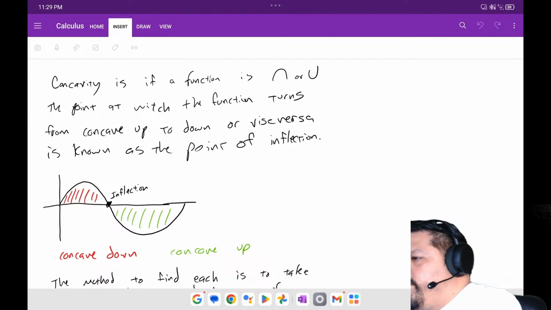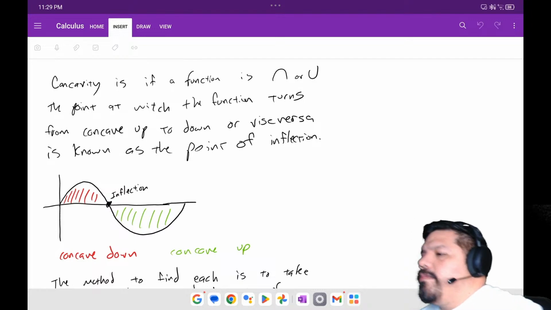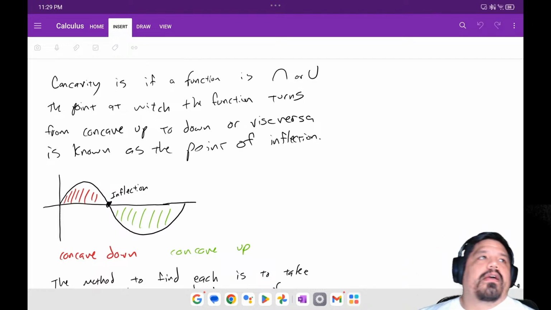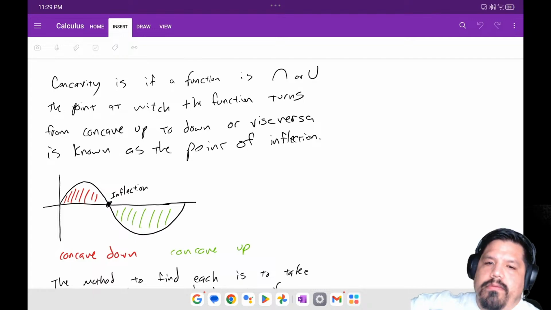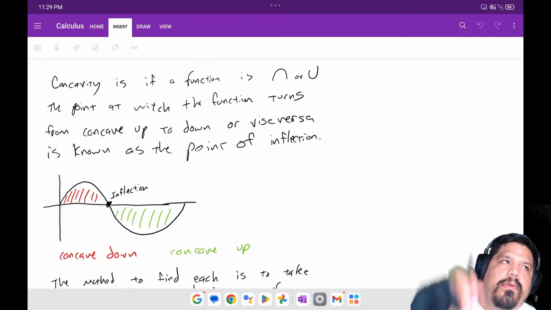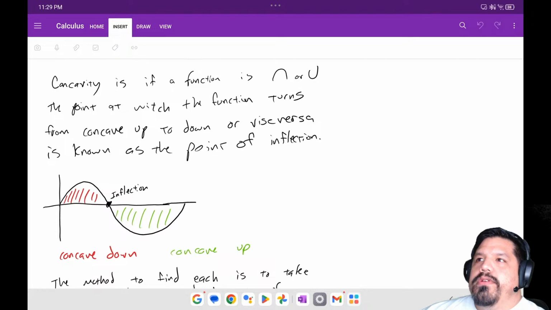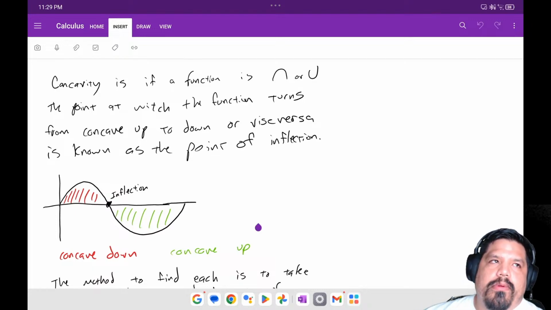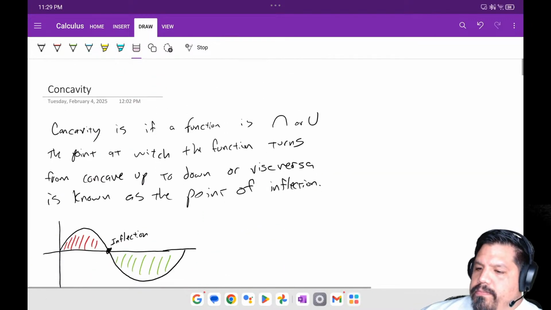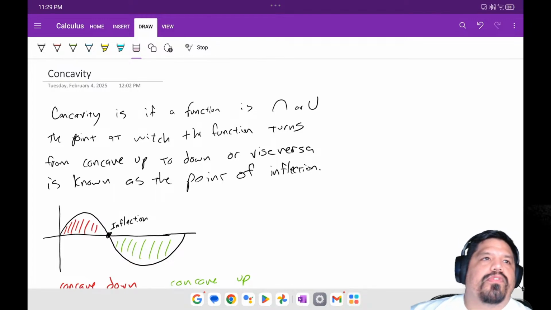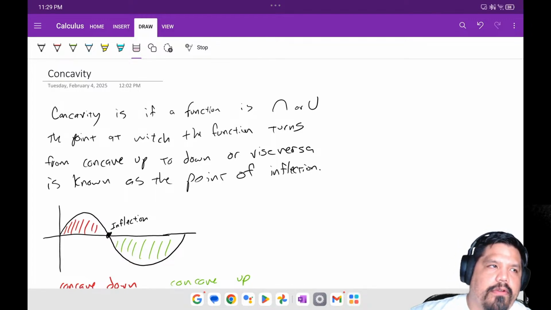Anyway, concavity is if a function is shaped down or shaped up. It's like just the bowl that you're looking for. The point at which the function turns from concave up to concave down, or vice versa, is known as a point of inflection.